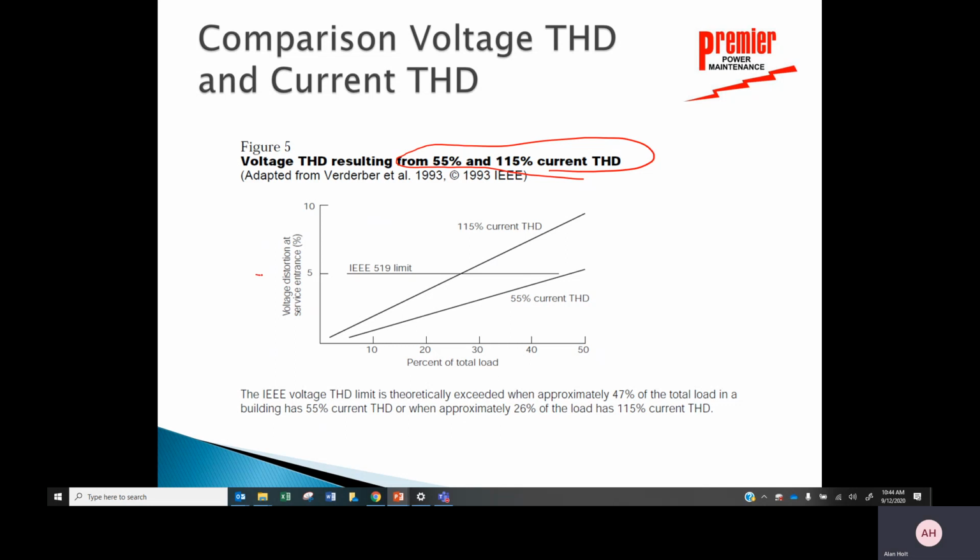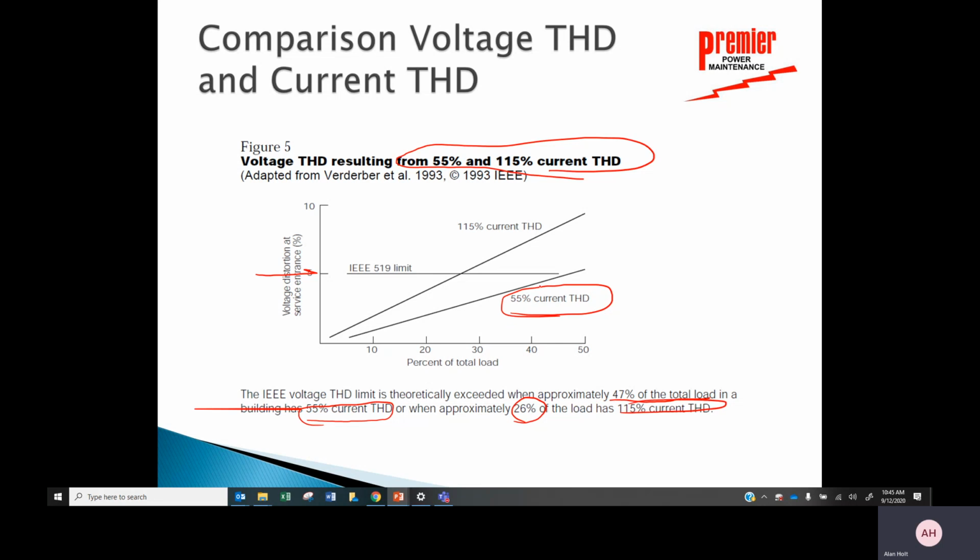So basically, what they're saying is that if 55%, here we could read the subtitle here, the voltage is theoretically exceeded when approximately 47% of the total load in a building has 55% total harmonic current distortion, or when 26% of the load has 115% harmonic distortion.